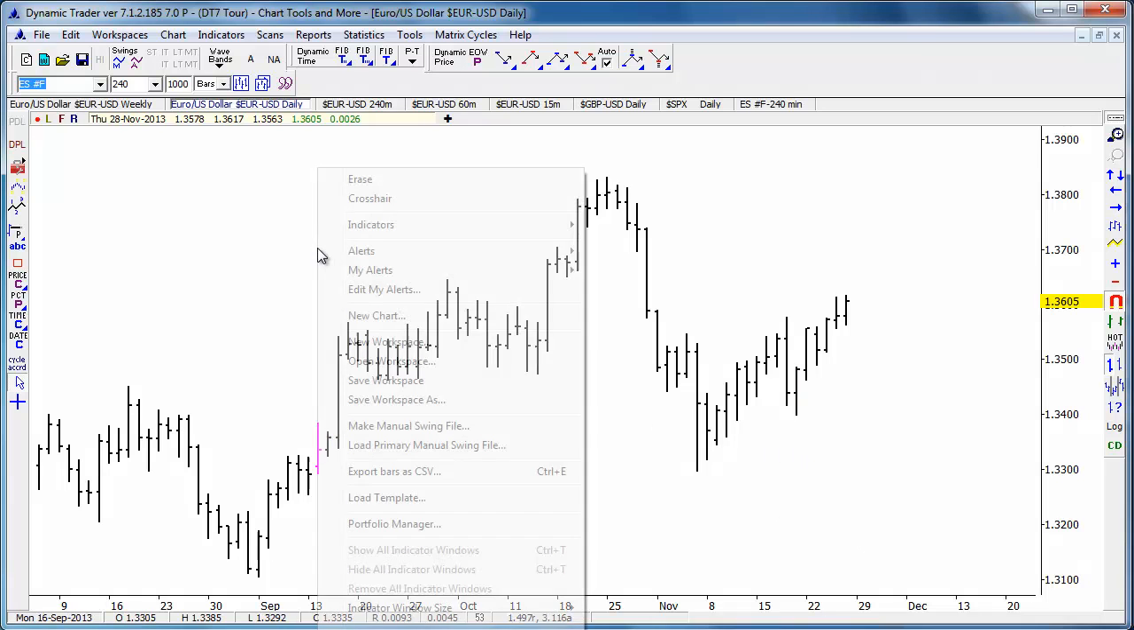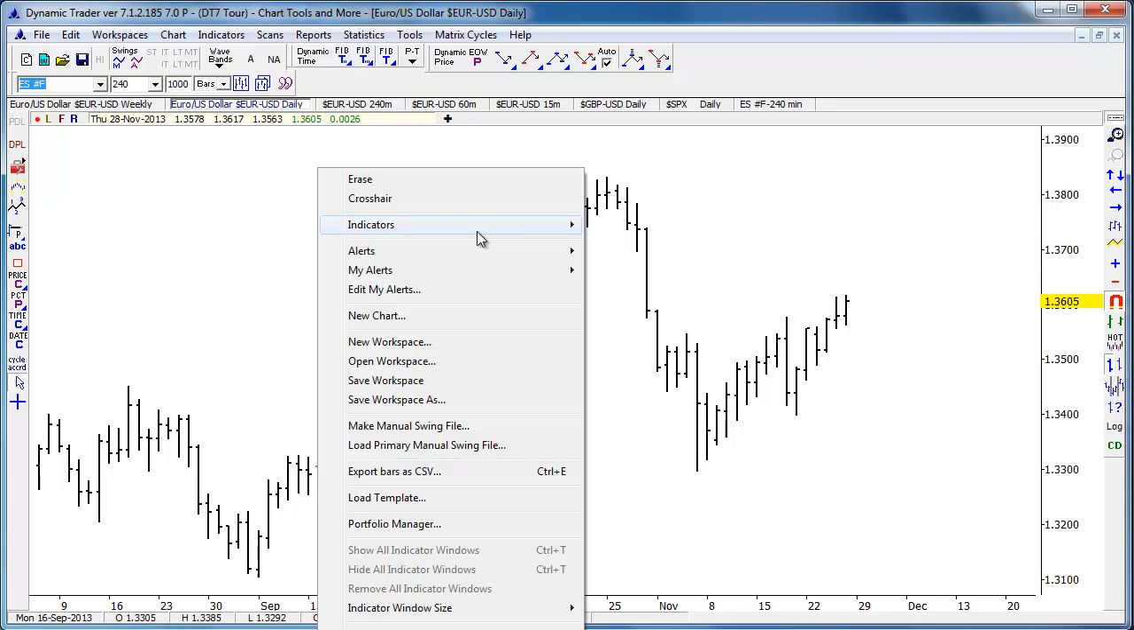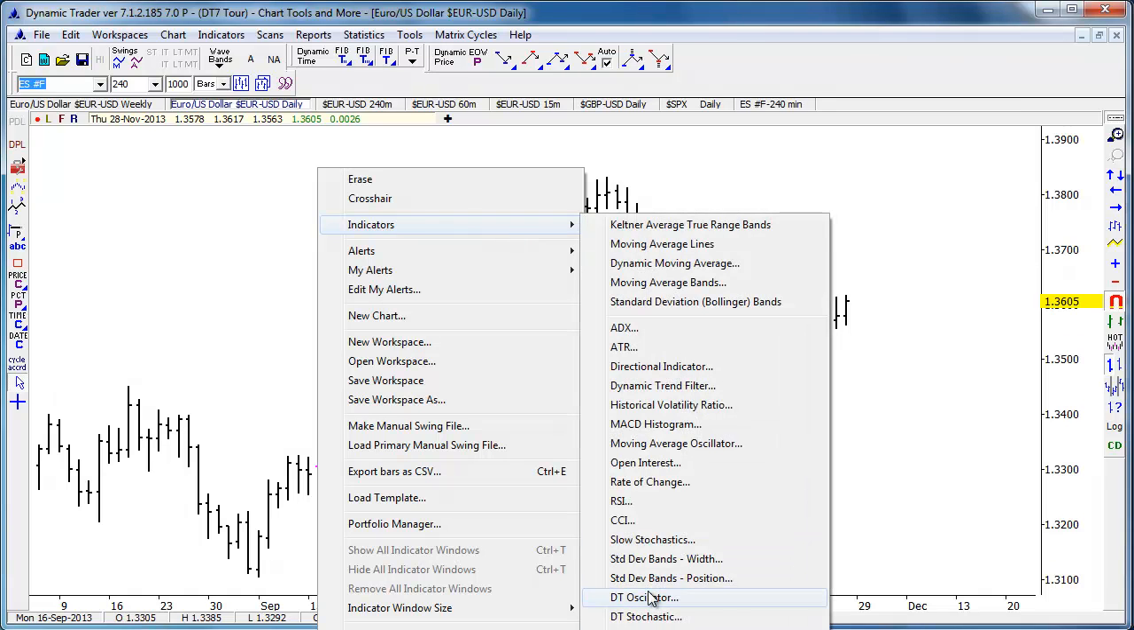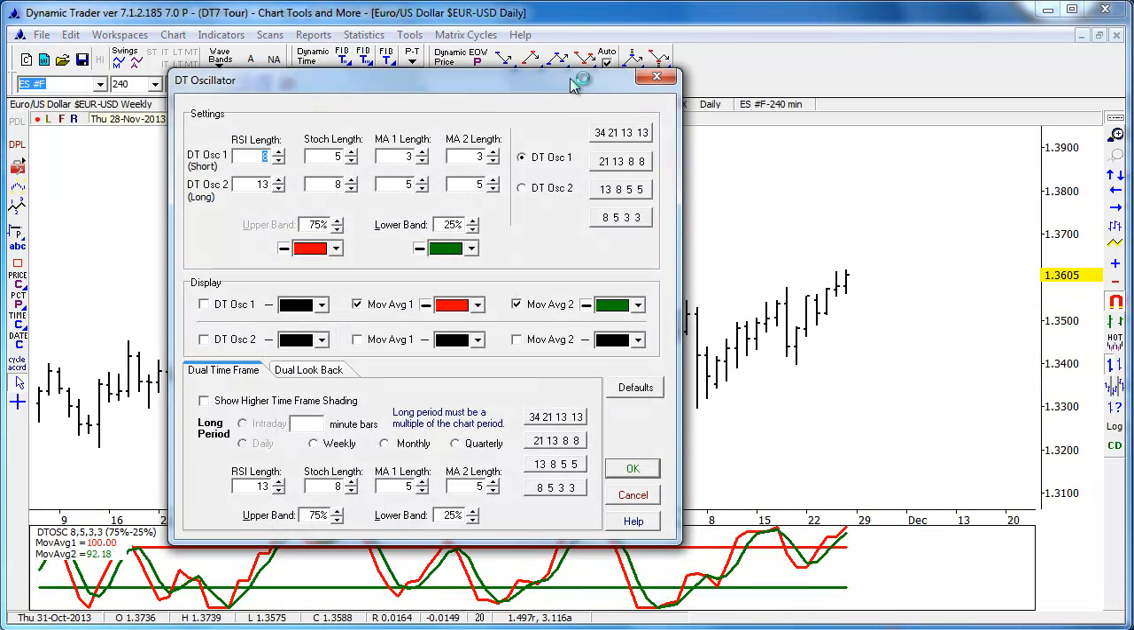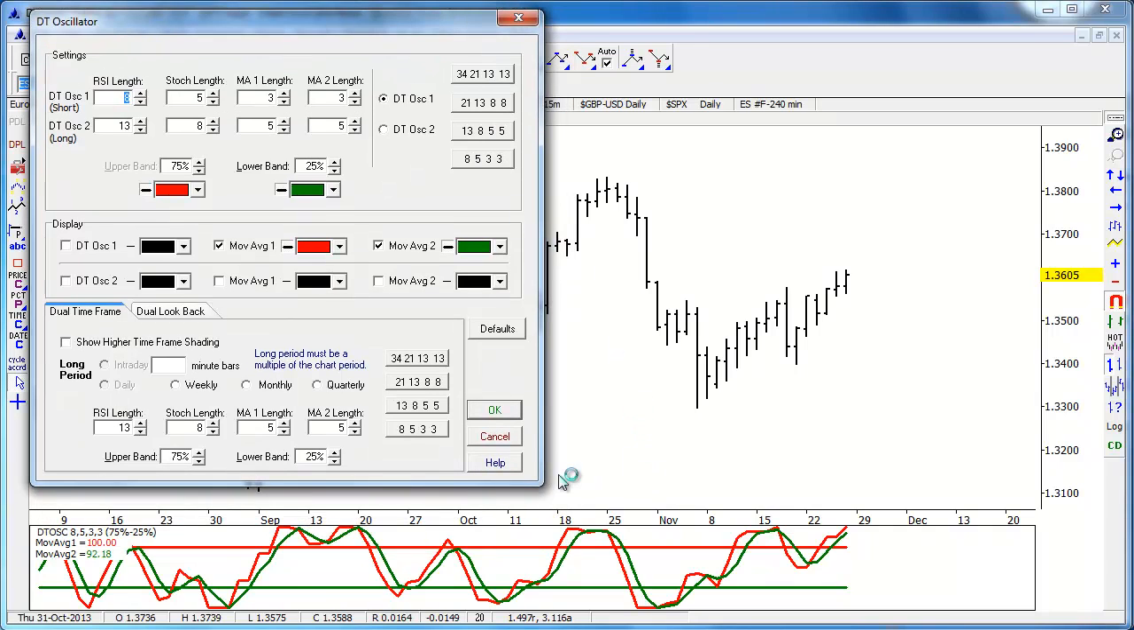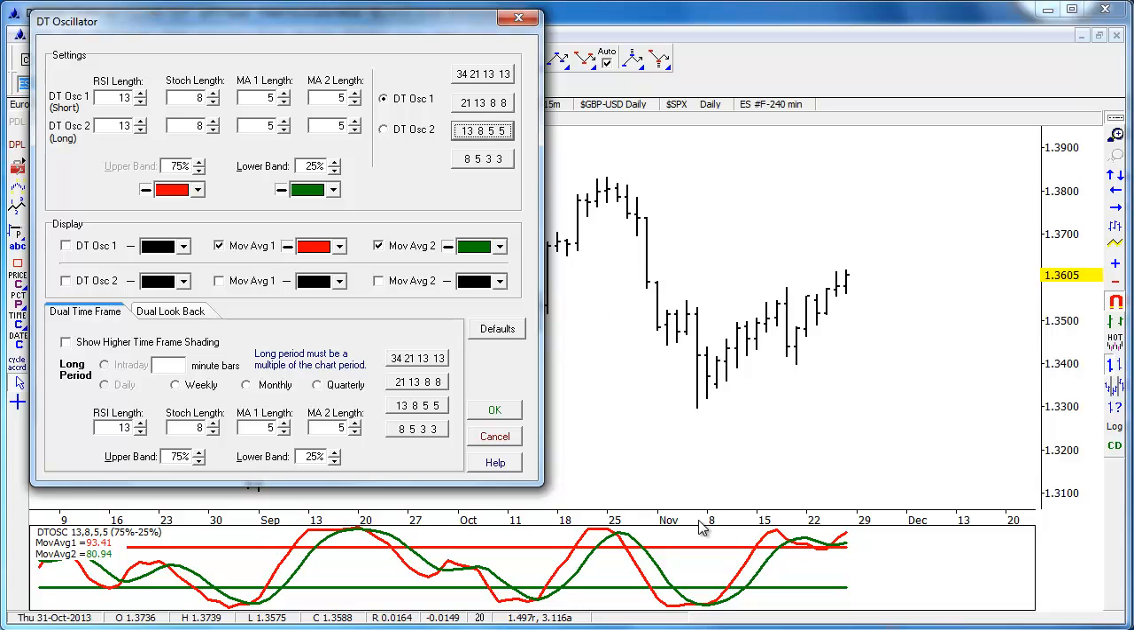The first thing I always look at is what's the dual lookback, our dual time frame momentum position of the DT oscillator. And again, the DT oscillator is unique to the Dynamic Trader program. So let's take a look. So here is the 13. It's doing what we call a double top, double reversal. It's in the overbought zone.